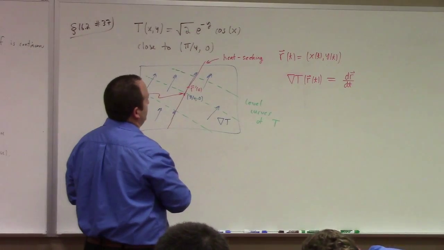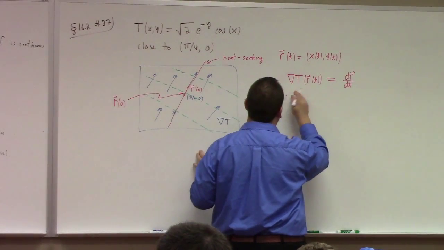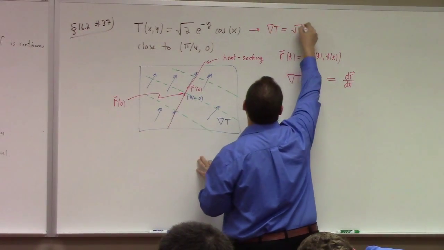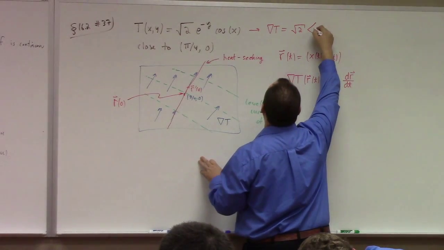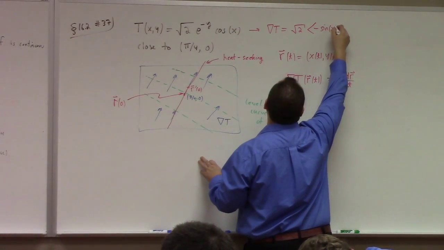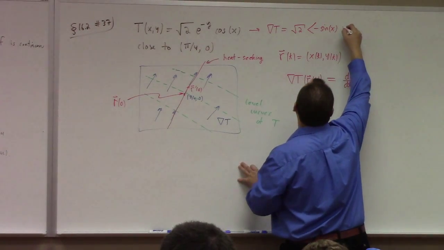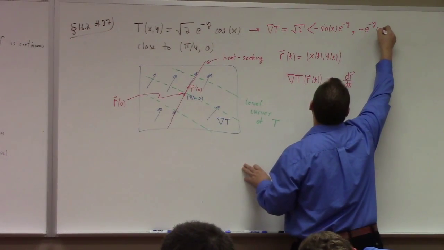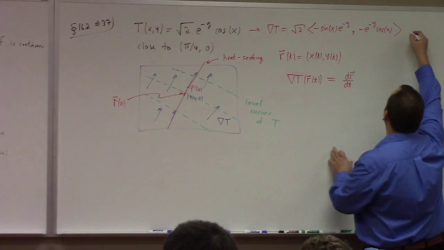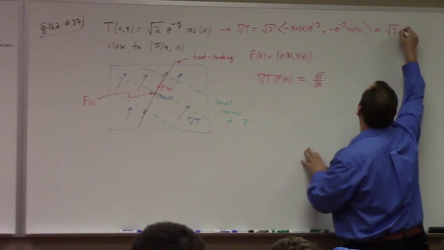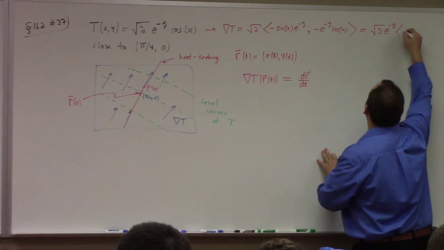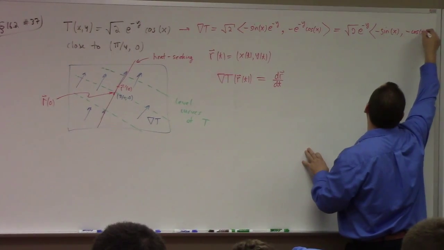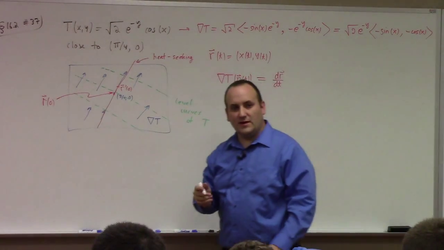Now what's the gradient of T here? Let's see, square root of 2, I'll leave that out front. And what you got is minus sine of x e to the minus y, comma, minus e to the minus y cosine x. To be greedier, I can do square root of 2 e to the minus y times the vector minus sine x, minus cosine x. I could have been greedier still, but it's too late.